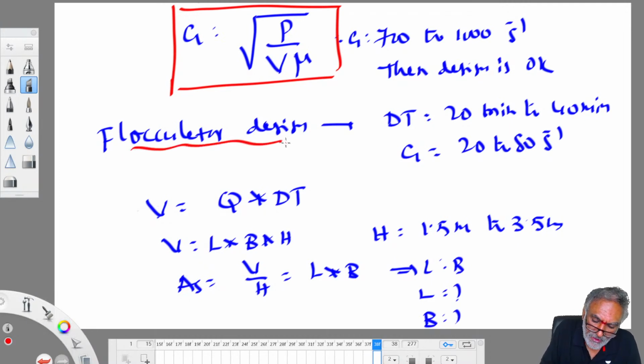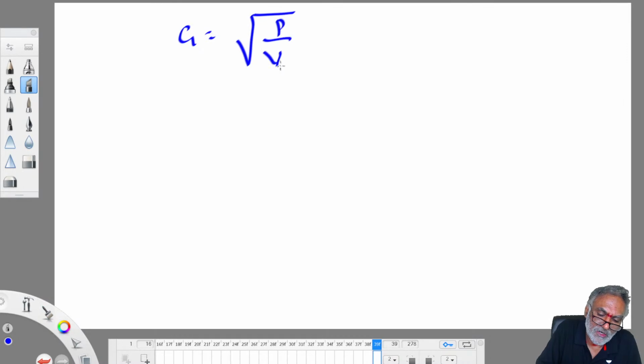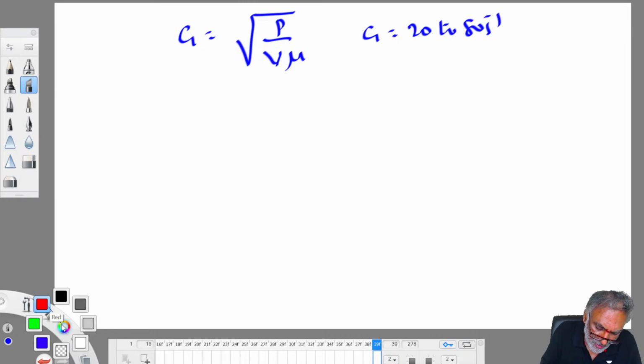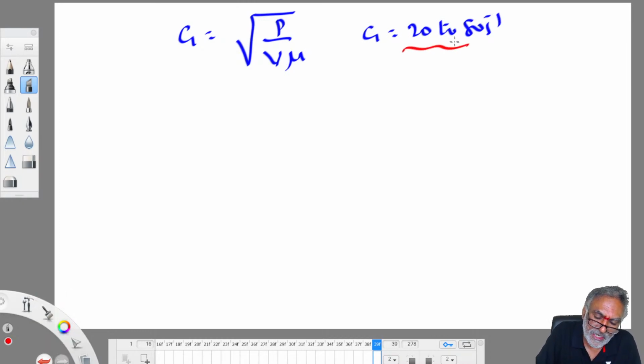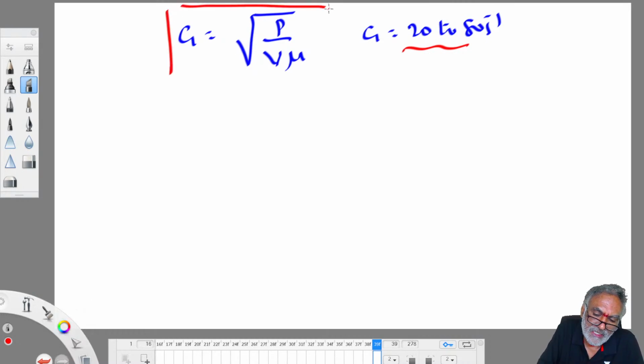So once you design the flocculator, next we can verify with the G value. So when you verify with G value, G is equal to root P by V mu, we are supposed to get G value anywhere between 20 to 80 second inverse. Because it is a slow mixing unit, so slowly it rotates, therefore G value is very, very low. Velocity gradient is low. Then only design is okay, otherwise it is not okay. Then design is okay.